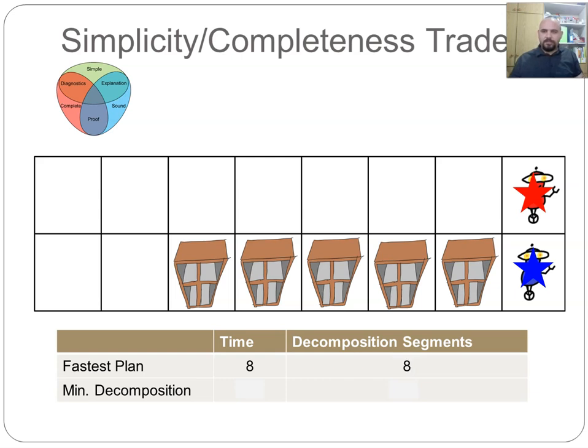So we need 8 decomposition segments, and the reason is that in each time segment, the agents step on each other's paths. So the paths intersect at each time segment. So I need a new frame for each step, so 8 frames.